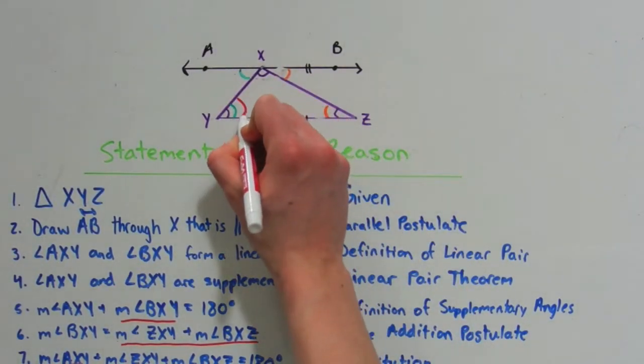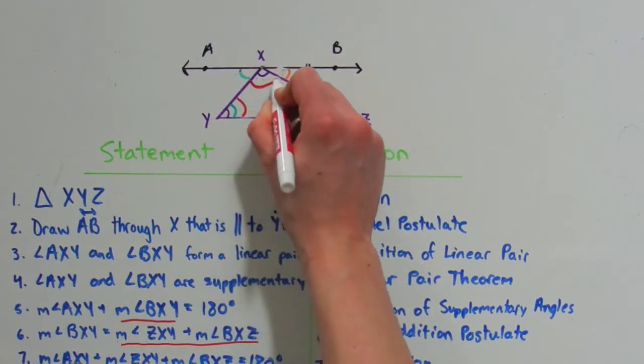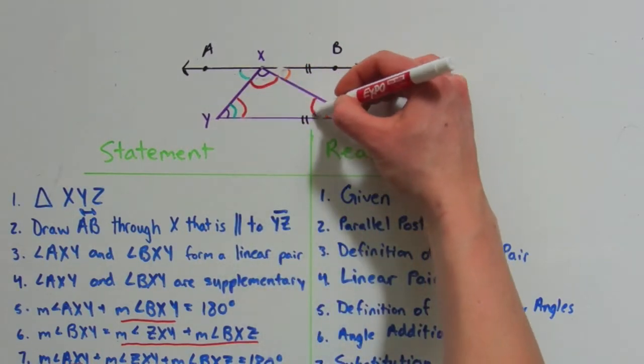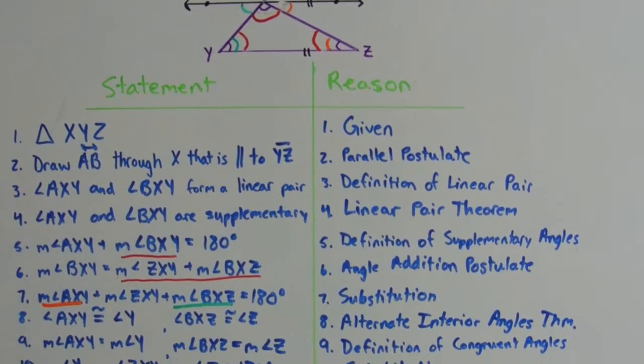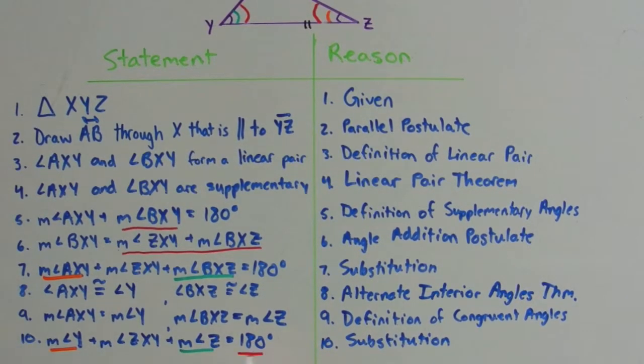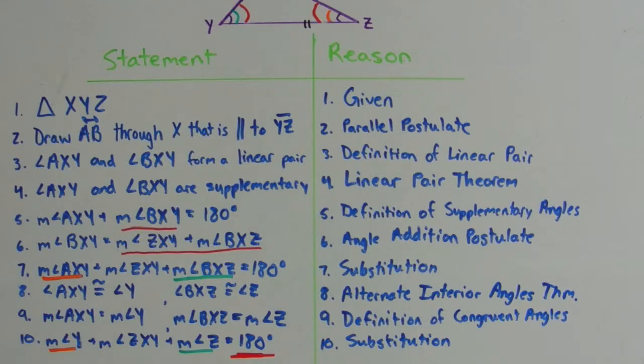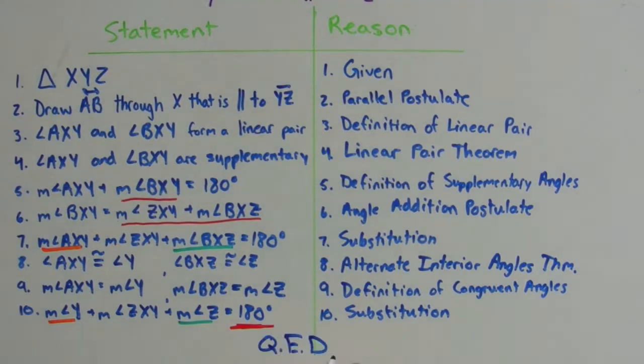Here's angle Y, angle ZXY, and angle Z. The interior angles of the triangle add up to be 180 degrees. And that's what we needed to prove. The sum of the measures of the angles of a triangle are equal to 180 degrees.